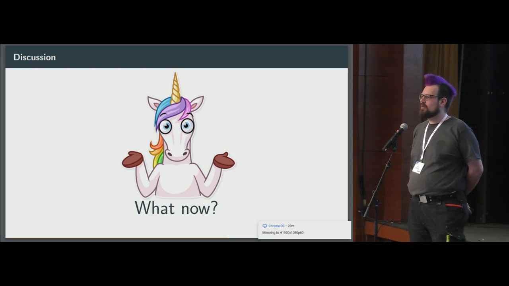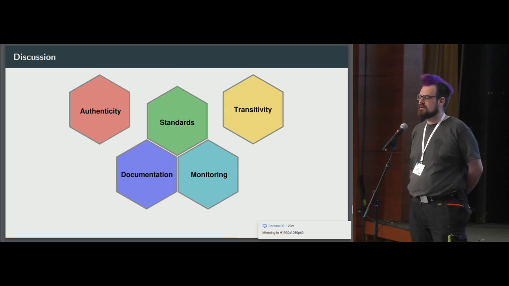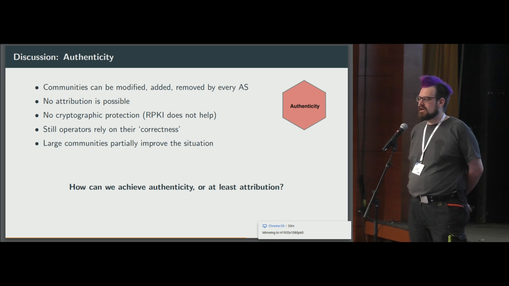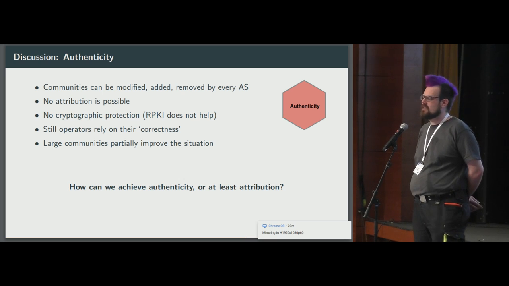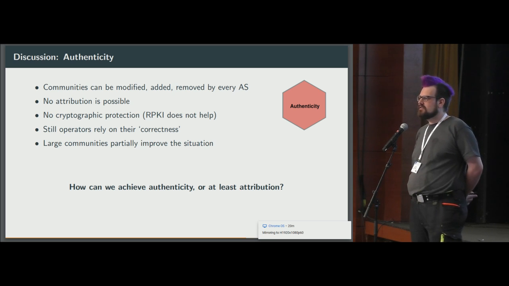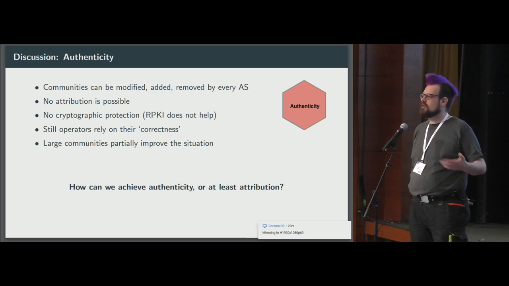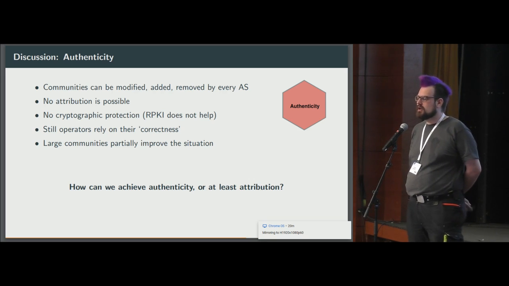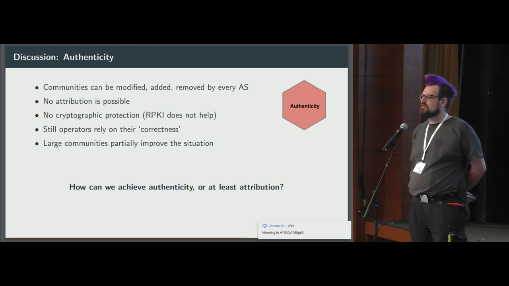So what now? We identified several topics where discussion might be useful. We found problems with authenticity, transitivity, standards documentation, and monitoring of community usage. Starting with authenticity, I mentioned several times that every AS that is on the AS path is able to modify, add, or remove community values on announcements in BGP, and there is no attribution possible. It means even if you found out that there is an incident, you cannot find out who is actually responsible for that. We all know RPKI, but intentionally this is not able to secure communities because we do want ASs on the AS path to modify routing and to add path prepending, for example.